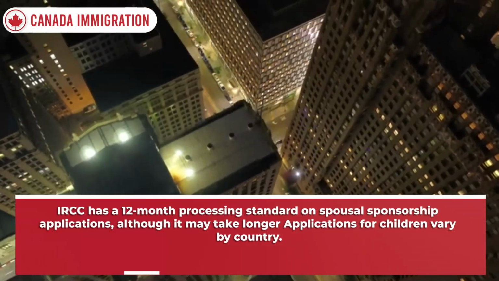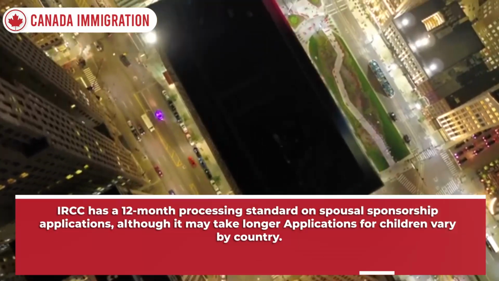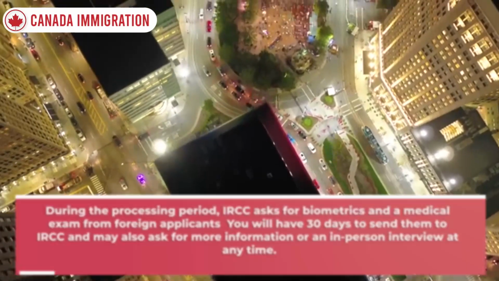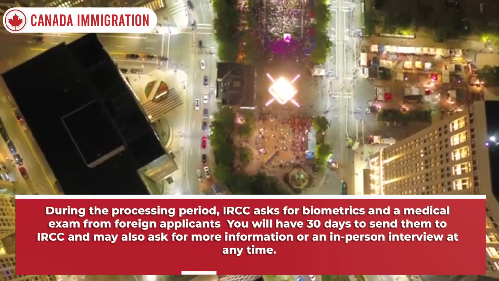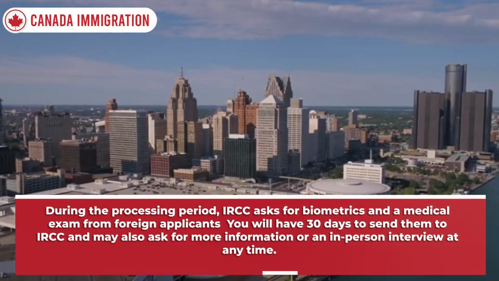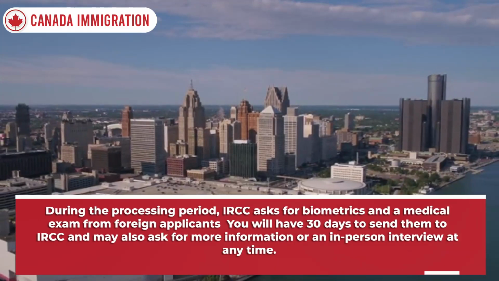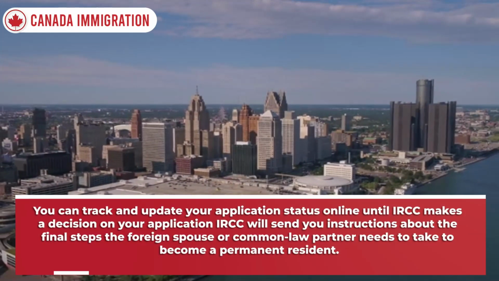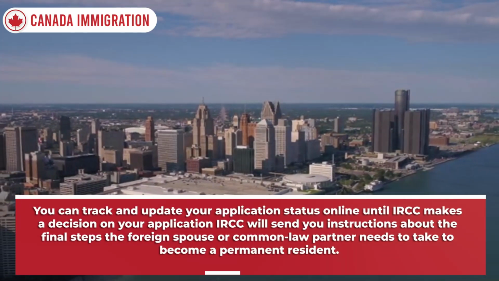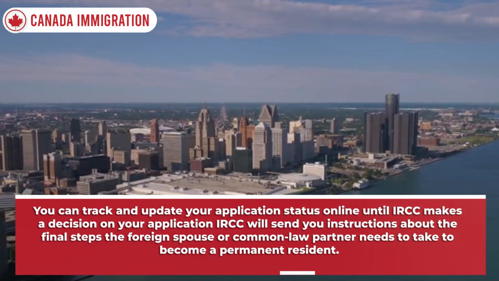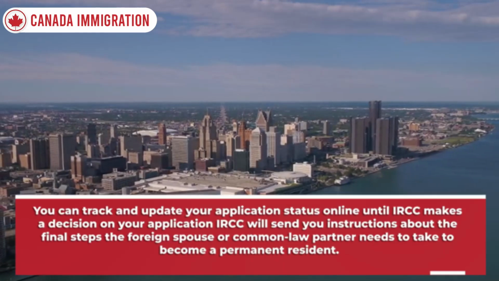IRCC has a 12-month processing standard on spousal sponsorship applications, although it may take longer. Applications for children vary by country. During the processing period, IRCC asks for biometrics and a medical exam from foreign applicants. You will have 30 days to send them to IRCC and they may also ask for more information or an in-person interview at any time. You can track and update your application status online until IRCC makes a decision on your application. IRCC will send you instructions about the final steps the foreign spouse or common law partner needs to take to become a permanent resident.